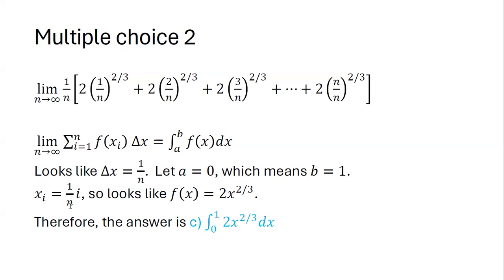And x sub i is 1 over n times i, so it looks like our function is 2x to the 2/3 power. Let's double check, because remember, our summation starts from i equals 1. So when i is 1, we get 1 over n right here. When i is 2, we get 2 over n right here. When i is 3, 3 over n right here, and so on and so forth. So it looks like we're good. Therefore, our answer is, we have all the pieces: the integral from 0 to 1, 2x to the 2/3 dx.